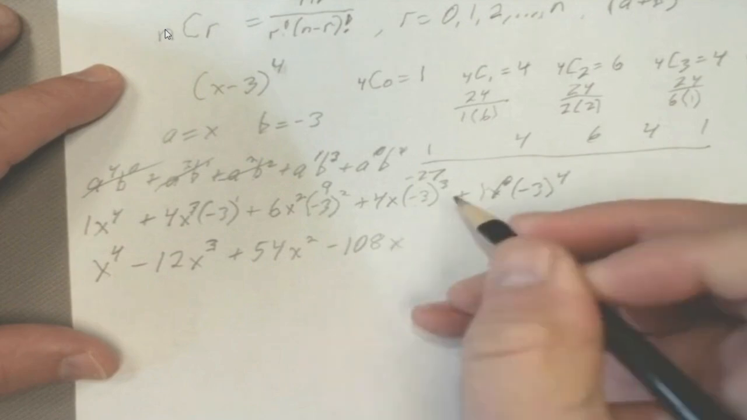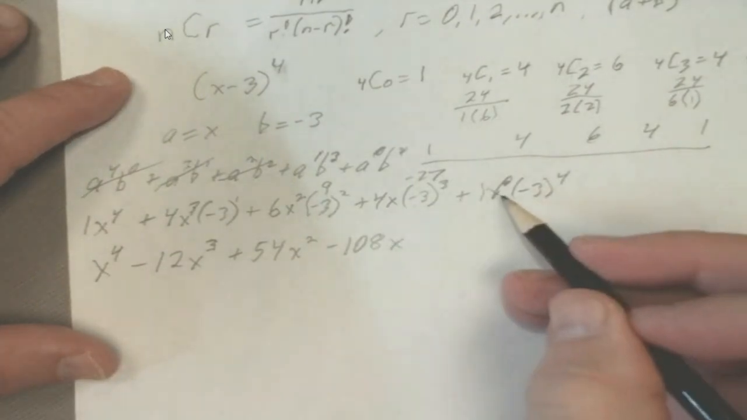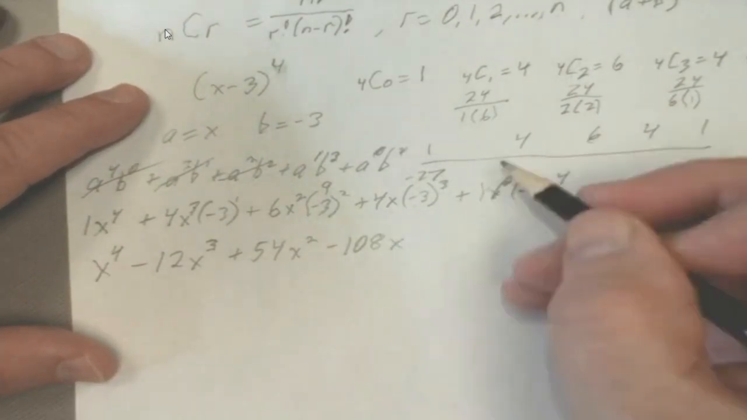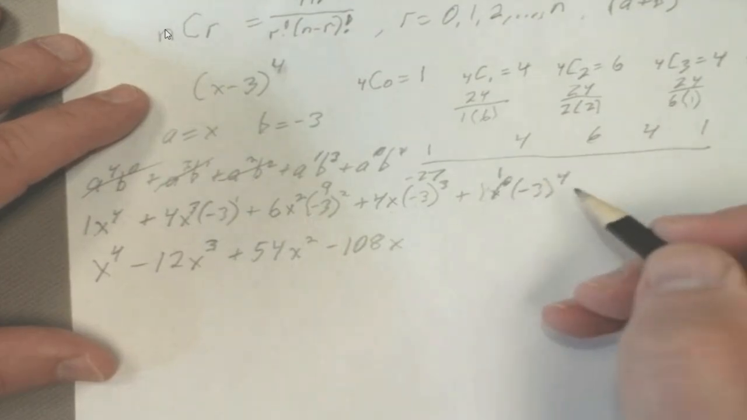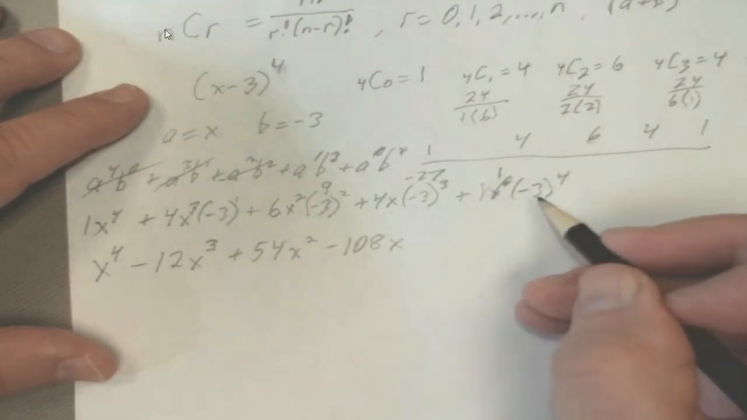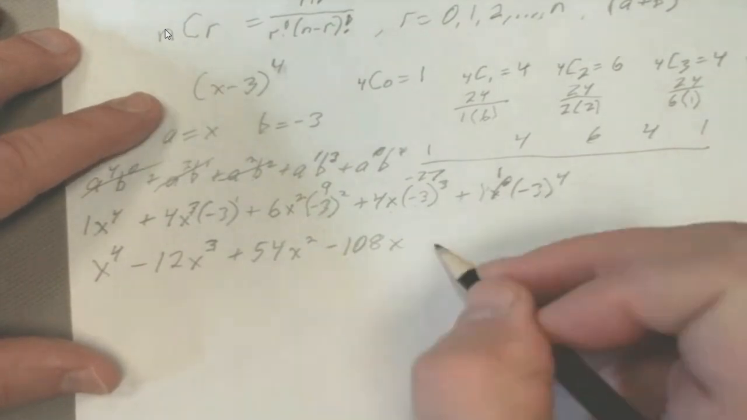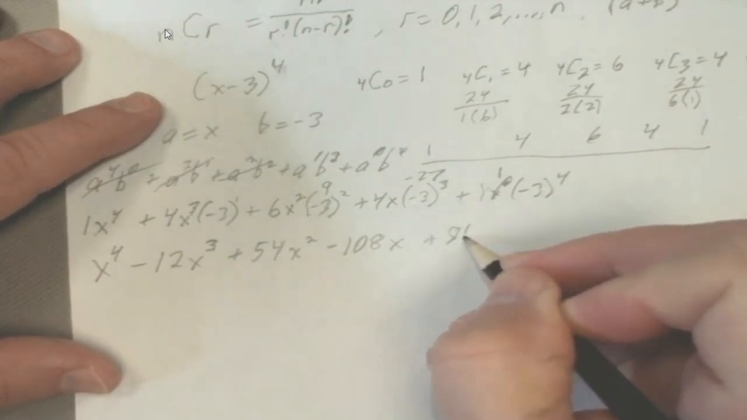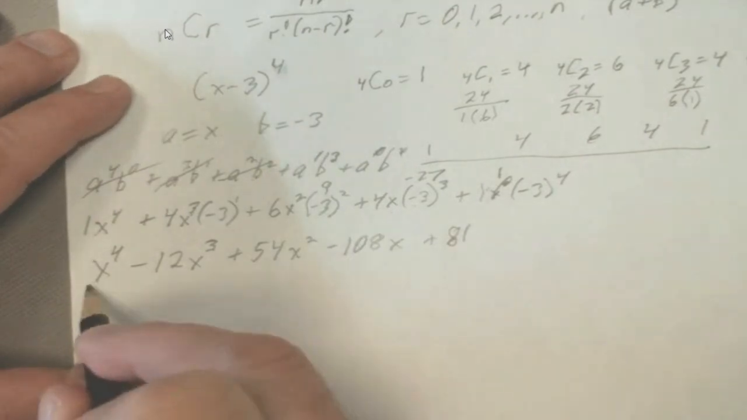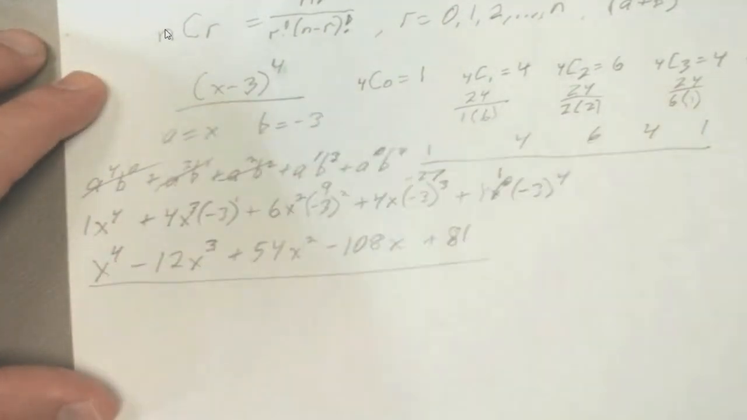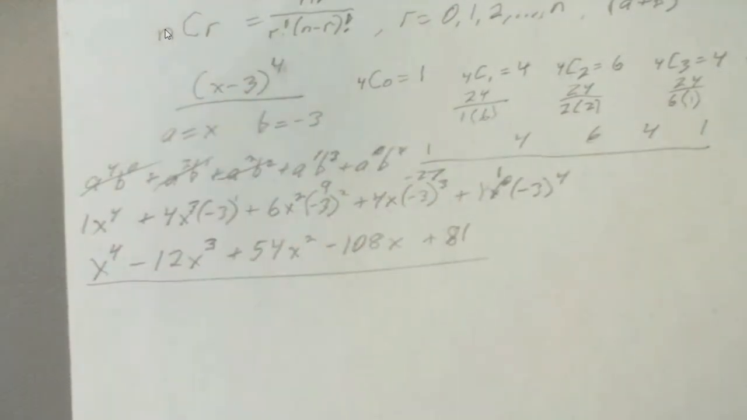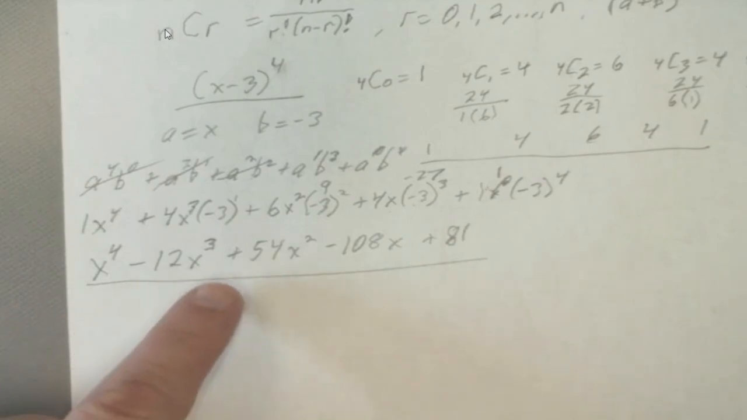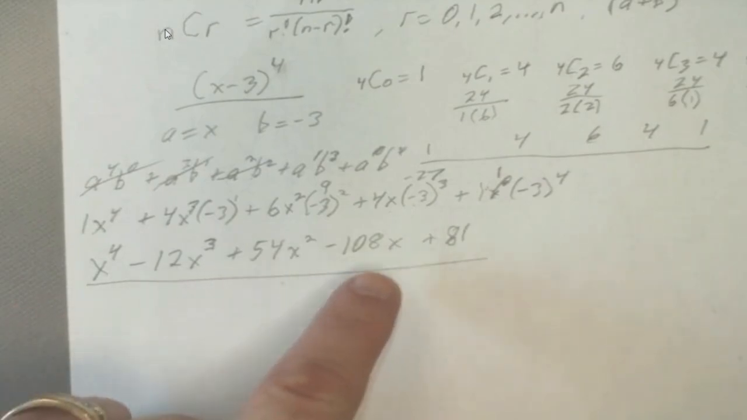And we have just an x. And then we have 1 times 1. x to the 0 is just 1. 1 times 1, so those don't really do anything. Negative 3 to the fourth power is 81. This is x minus 3 to the fourth. It's x to the fourth minus 12x to the third plus 54x squared minus 108x plus 81.